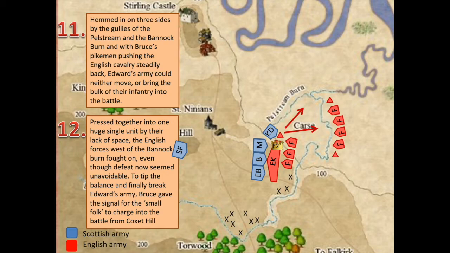Now, the small folk had been positioned in a hollow probably to the north of Coxet Hill to guard the baggage of Bruce's army. These, we think, were unprofessional soldiers. They could have been Highland clansmen that have come down to add their weight to the Scottish effort against the English invasion. They could have been camp followers, basically cooks, chefs, hunters, armed with sharpened cooking utensils.